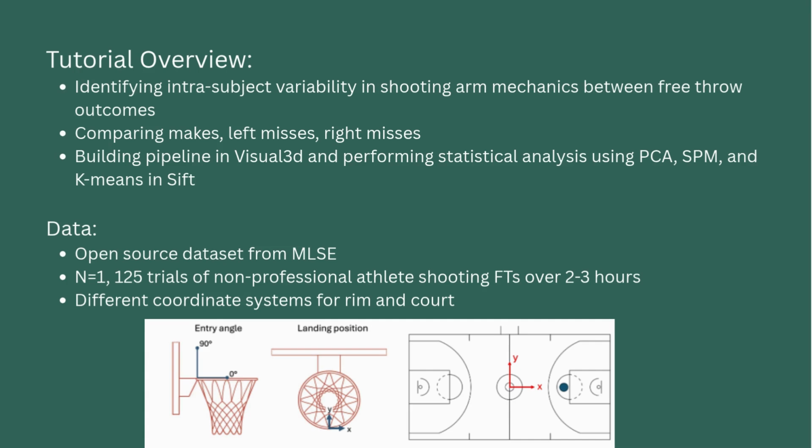We'll use data from an open source dataset made public by the MLSE. This dataset includes markerless motion capture data for one person shooting 125 free throws over a span of 2 to 3 hours. It also includes important information like the coordinate system that can be seen on the screen right now. We will reference both the rim and court coordinate systems later on.